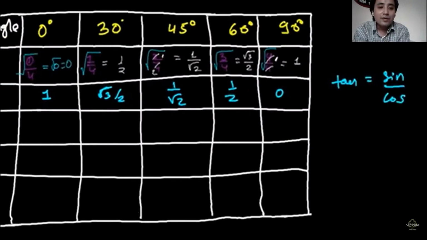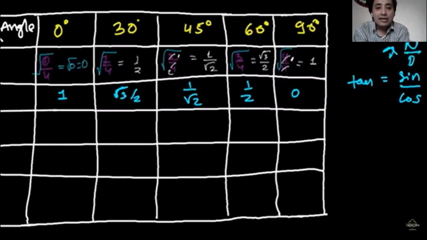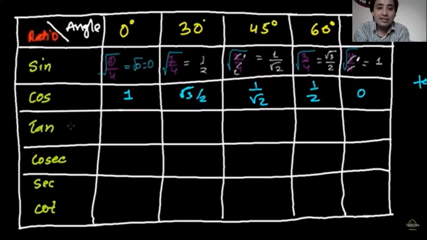So if you look here, let's say for the first part, sine is 0 and cos is 1. So 0 by 1 is how much? 0, isn't it? Sine 0 is 0, cos 0 is 1, so 0 by 1 is equal to how much? 0. So that's it. The next is sine 30 is half and cos 30 is root 3 by 2.